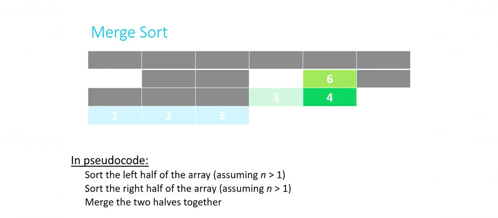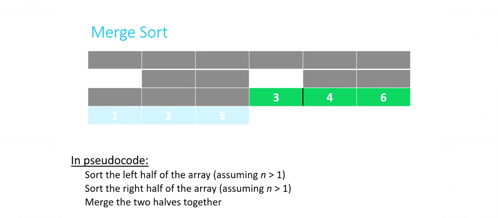And then I have to choose between 6 and nothing, and I say 6 is the lowest remaining. So now I've sorted the left half of the right half, and I've sorted the right half of the right half. So now I want to merge those two portions together. And again, we're going to do exactly the same process that we did for the left portion.